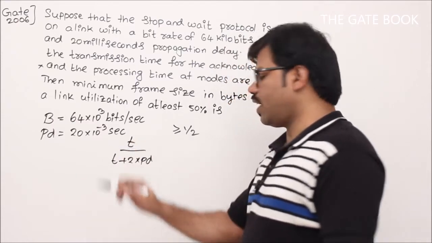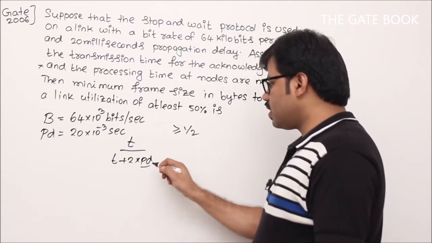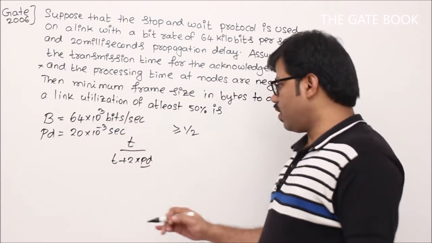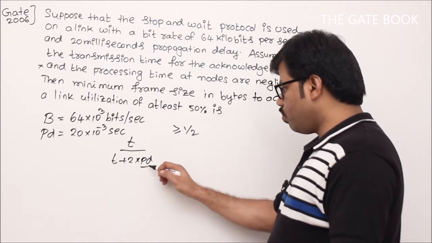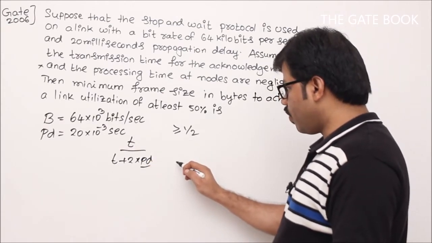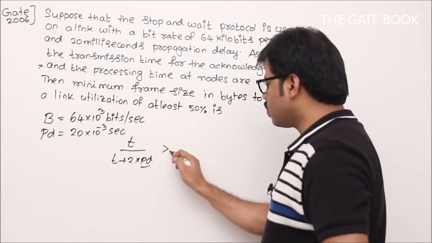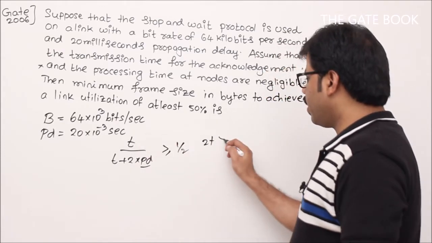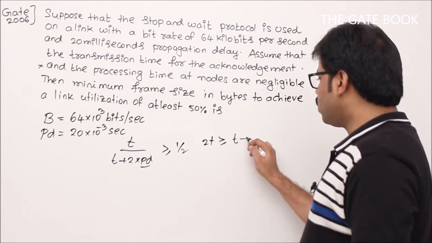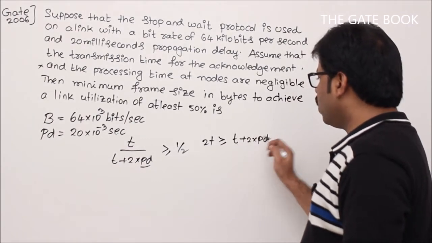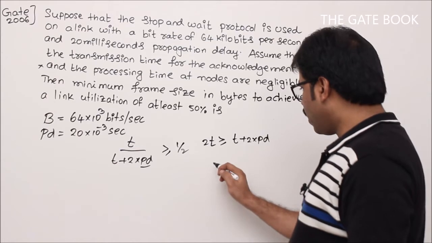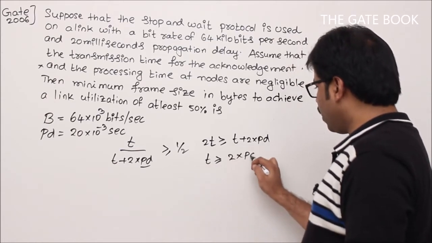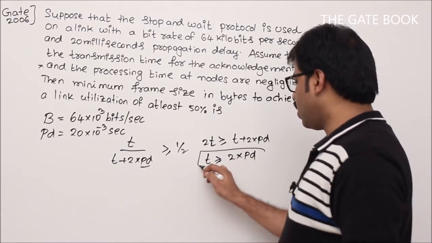Where T is transmission time. Correct. Here PD is nothing but propagation delay. So let's simplify it first of all. After that we'll substitute the values. So T by T plus 2 into PD greater than or equal to 1 by 2. If you simplify, you get 2T greater than or equal to T plus 2 into propagation delay. So 2T greater than or equal to T, then T greater than or equal to 2 into propagation delay, right? So this is the formula.